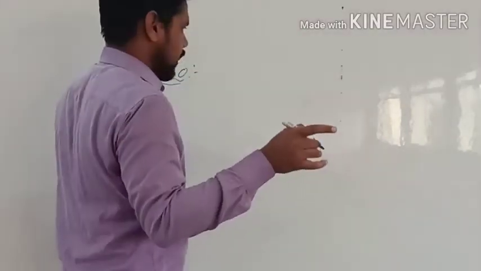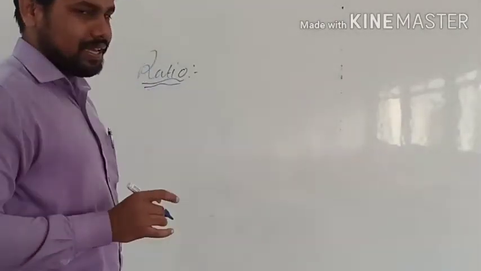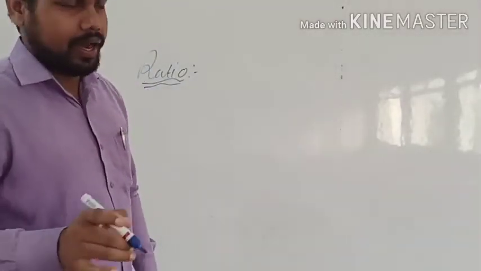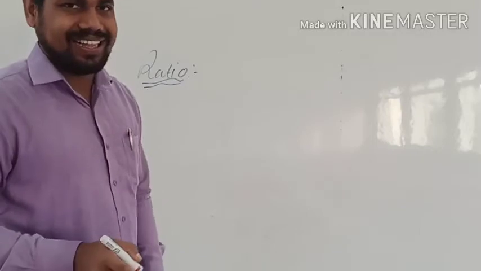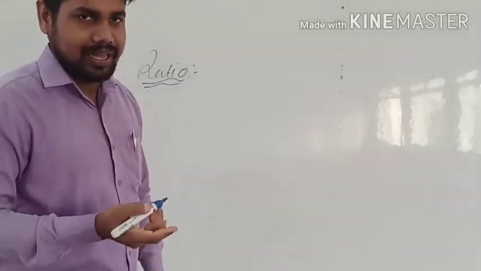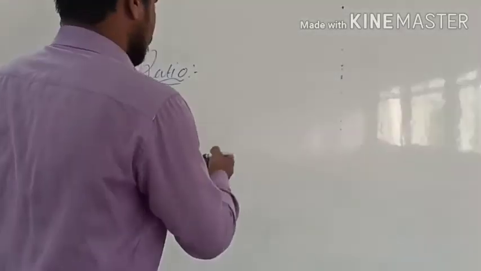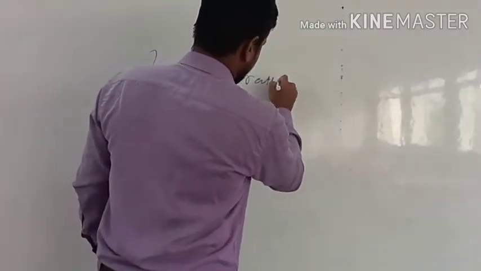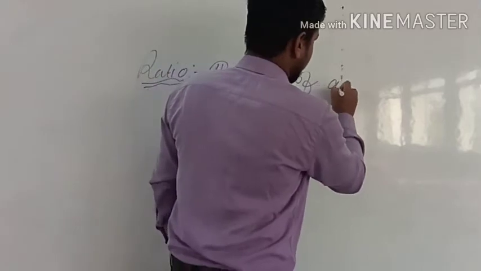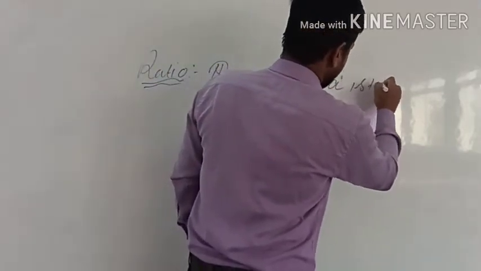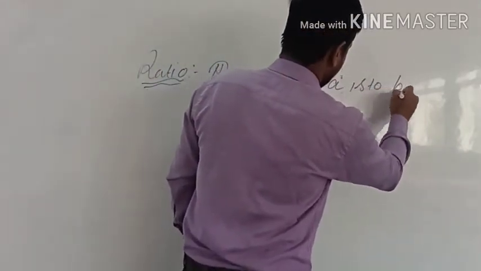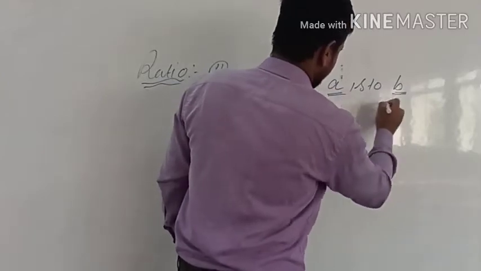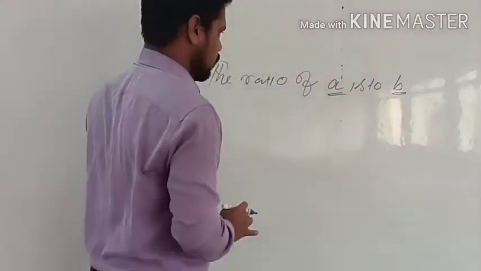Ratio of A and B. Suppose I am asking the ratio of A and B. So how we can write that, how we can read that, those all things we will learn. So the ratio of A is to B. So A is to B. These are the two ratios.